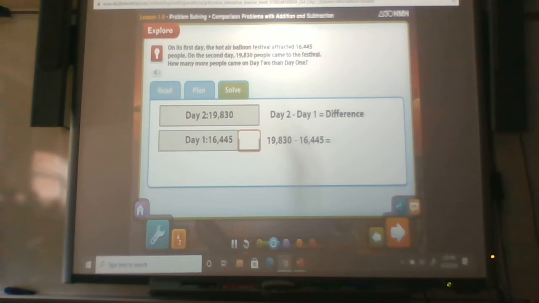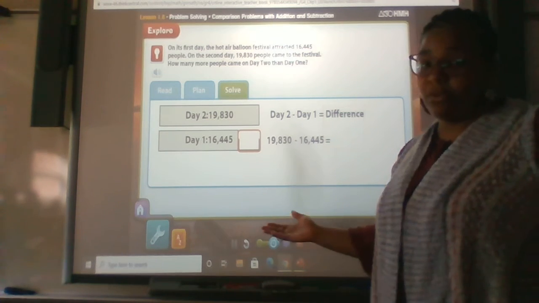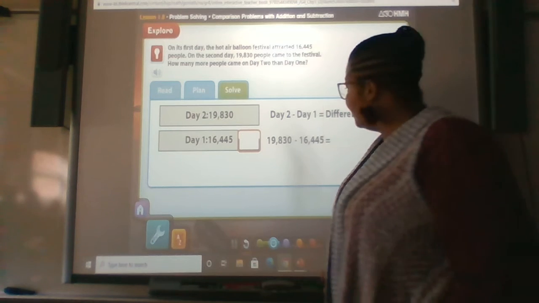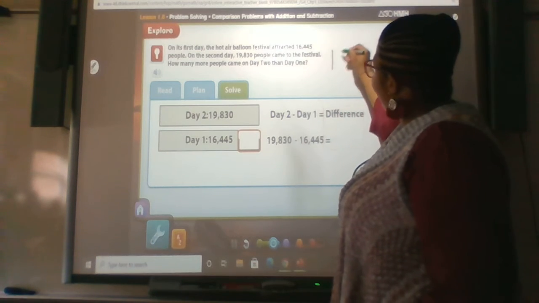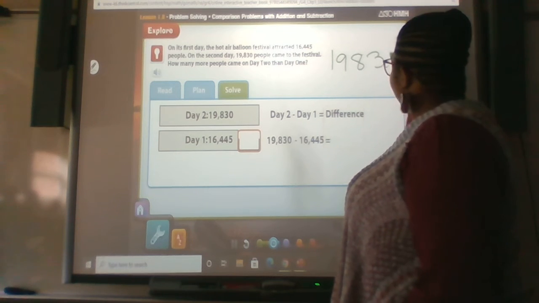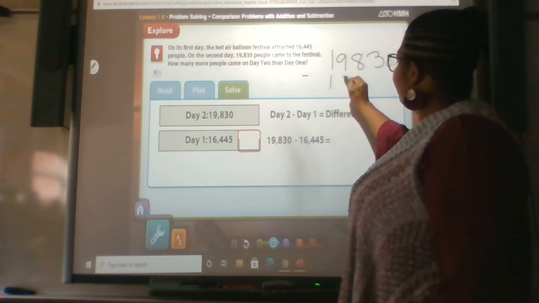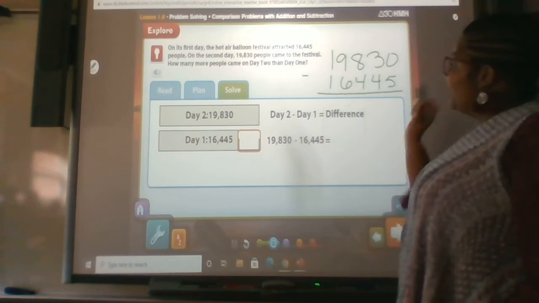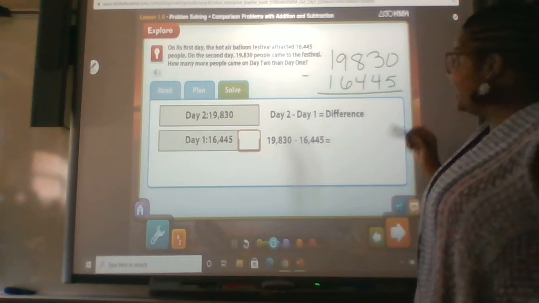Subtract to find the difference between day 1 and day 2. Boys and girls, remember I told you, when you see them straight across, I need you to stack them up. I have 19,830 minus 16,445. Now 0 minus 5 I cannot do.